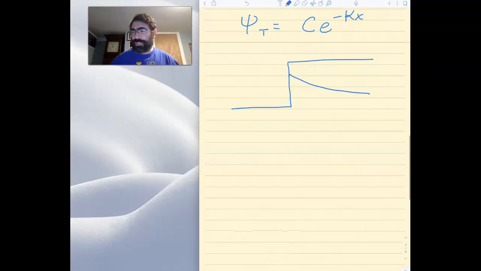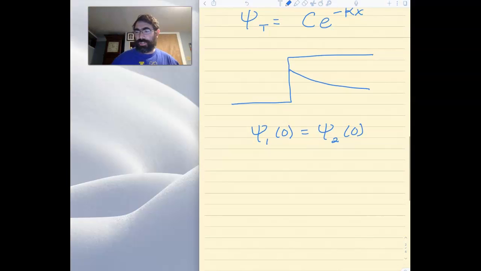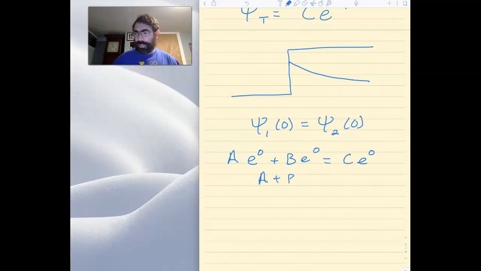Let's work on the boundary conditions. The boundary condition of region 1 at x equals 0 should be equal to the boundary condition of region 2 at x equals 0. And that is A times e to the 0 plus B e to the 0 is equal to C e to the 0. So A plus B is equal to C, just like it was before.